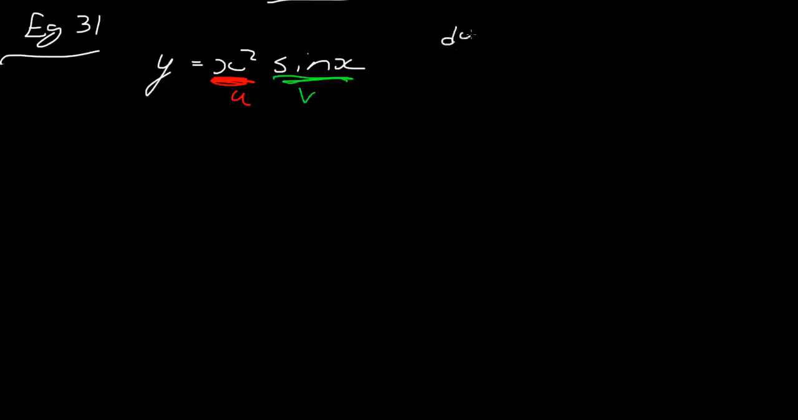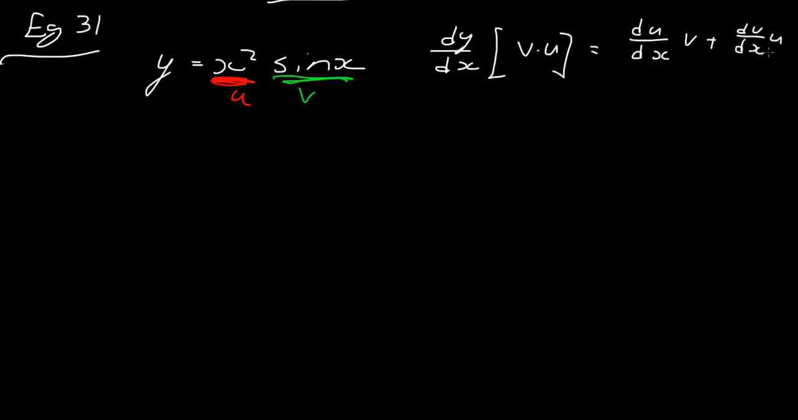The product rule is dy by dx of a function uv or vu is equal to du by dx times v plus dv by dx times u. Okay, so once again, what do we need? We need to calculate du by dx and dv by dx.